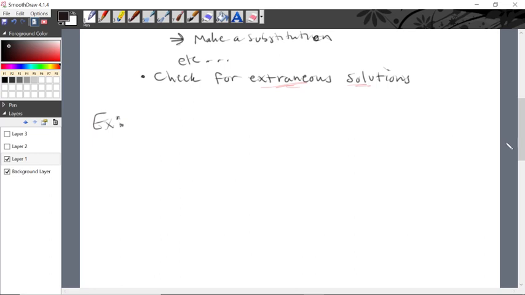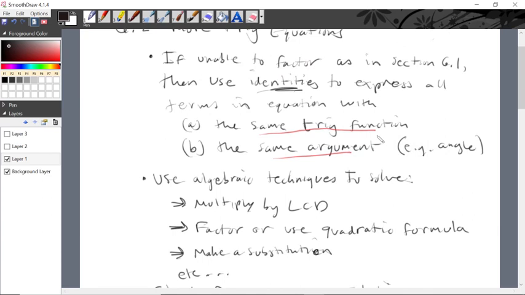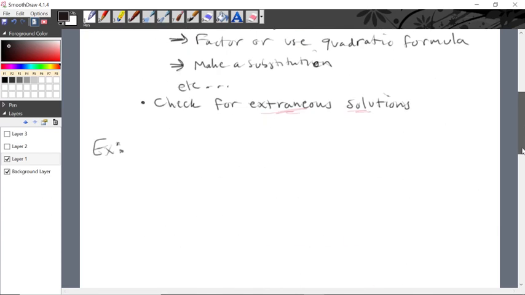There's not a lot of commonalities here. I tried to outline it. I would say if you can get the same trig function and the same argument, then it opens the door to all kinds of algebraic technique. Now let's just try some things out.